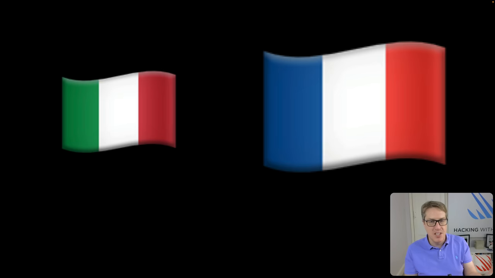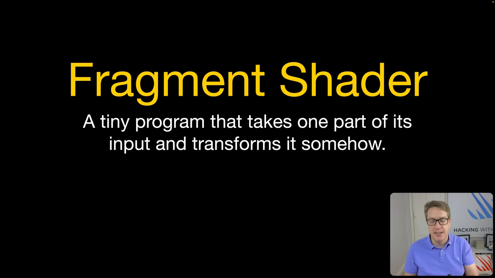But that isn't really used much anymore. Instead, we call them fragments, a fragment shader, because one pixel can become many, or we might read many to become one. It's not just pixel one-to-one mapping anymore. So a fragment shader, which we're writing in this video, is a tiny program that takes one part of its input and transforms it somehow.